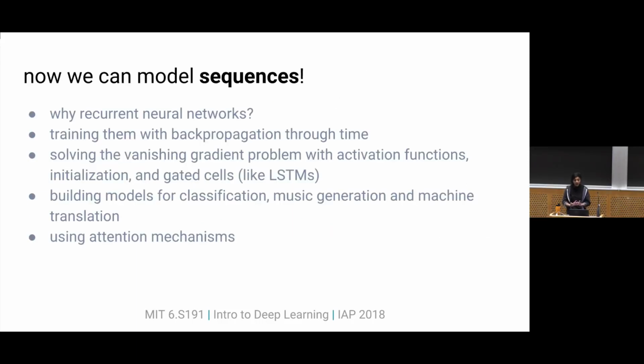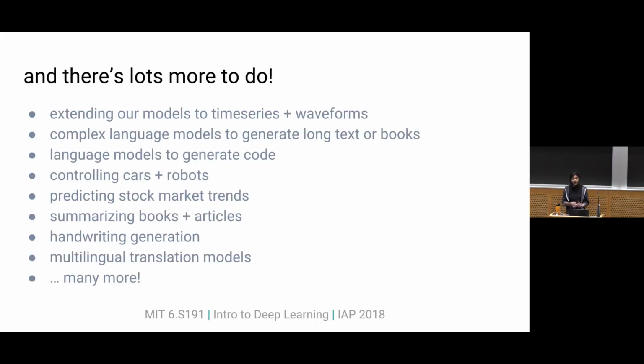OK, so I hope that you have an idea now why we need a different framework to model sequences and how recurrent neural networks can solve some of the issues that we saw at the beginning, as well as an idea of how to train them and solve some of the vanishing gradient problems. I've talked a lot about language, but you can imagine using these exact same recurrent neural networks for modeling time series or waveforms, or doing other interesting sequence prediction tasks like predicting stock market trends or summarizing books or articles. And maybe you'll consider some sequence modeling tasks for your final project. So thank you.